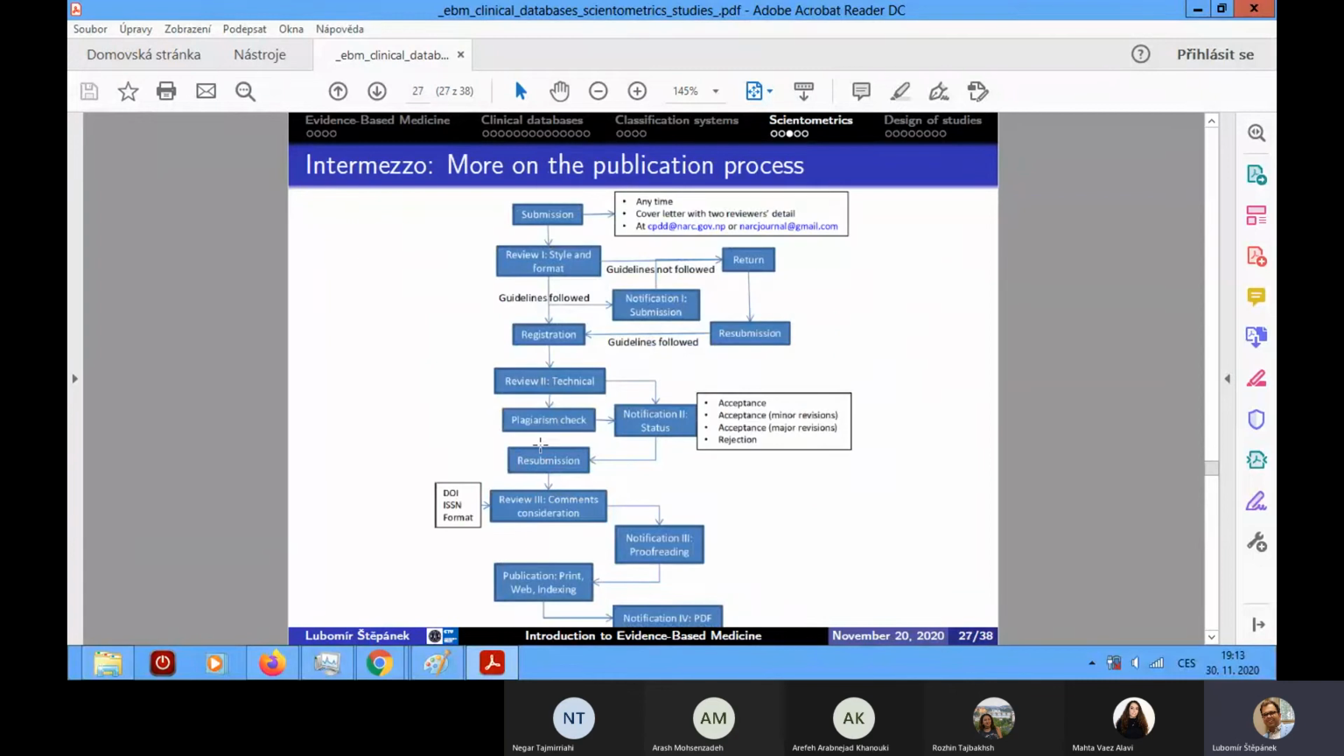We want it done online. Maybe some more on the publication process. I'm going to skip it maybe, or just say only a few words about this. I think it's relatively easy. Maybe someone will be interested in this part.